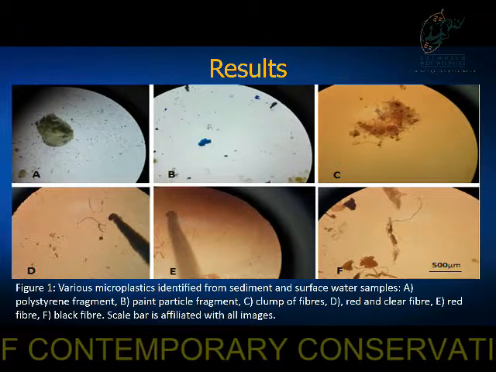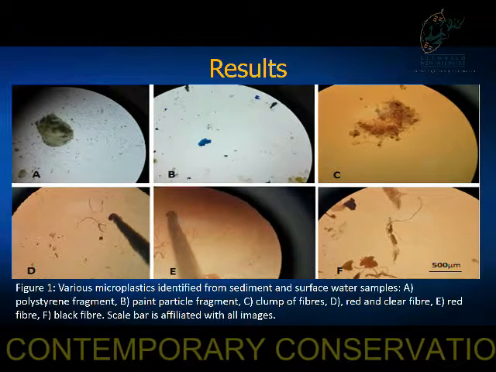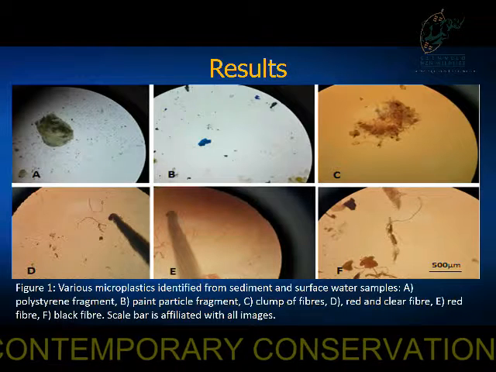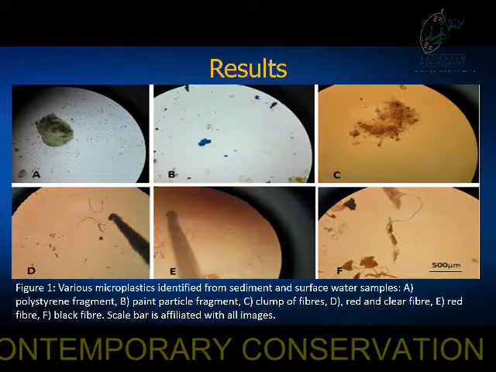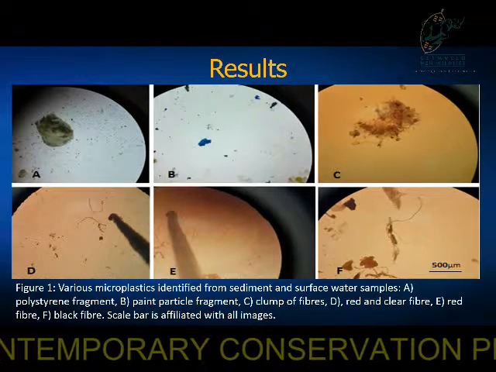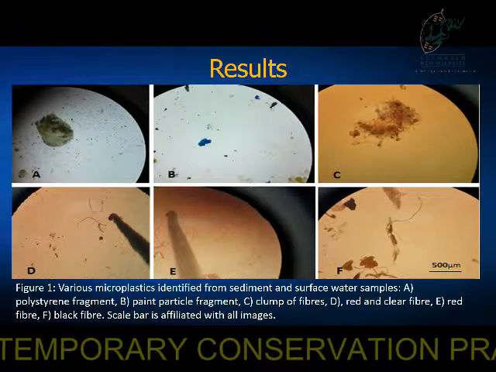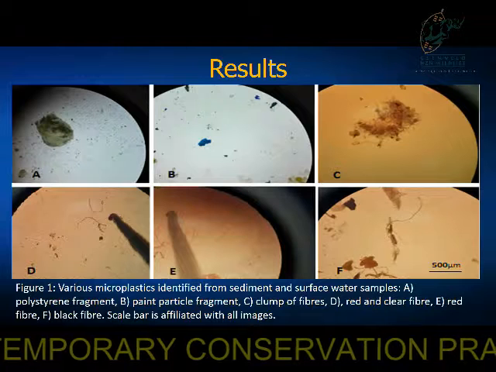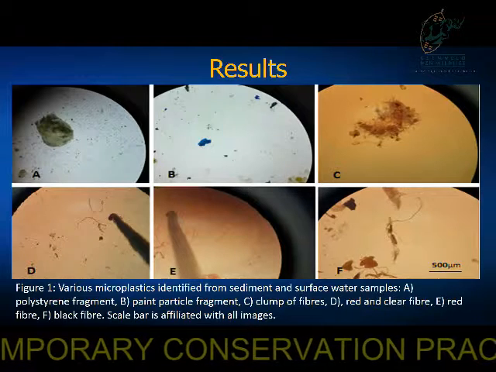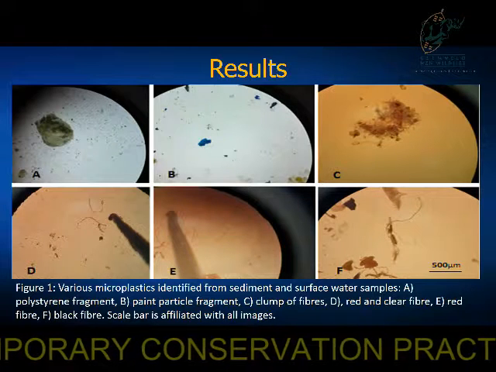The results basically depicted that microplastic concentrations were greatest within the sediment samples compared to the water samples. But when compared to other coastal areas such as Durban Harbour, Richards Bay, and the South Coast, Inyoni had relatively low concentrations. And these are some of the plastics that we found: the polystyrene particles, these blue fragments, clumps of fibers, and then individual fibers of varying lengths and colors.